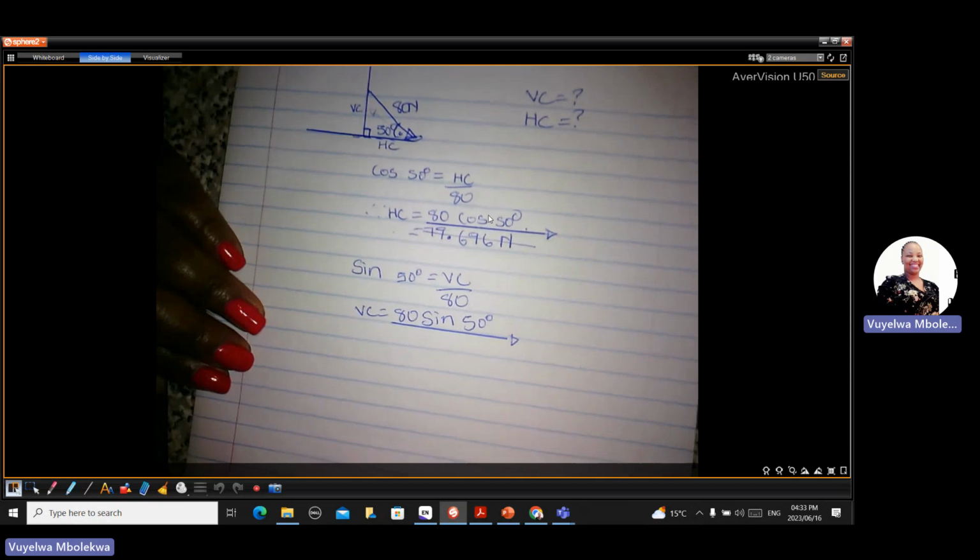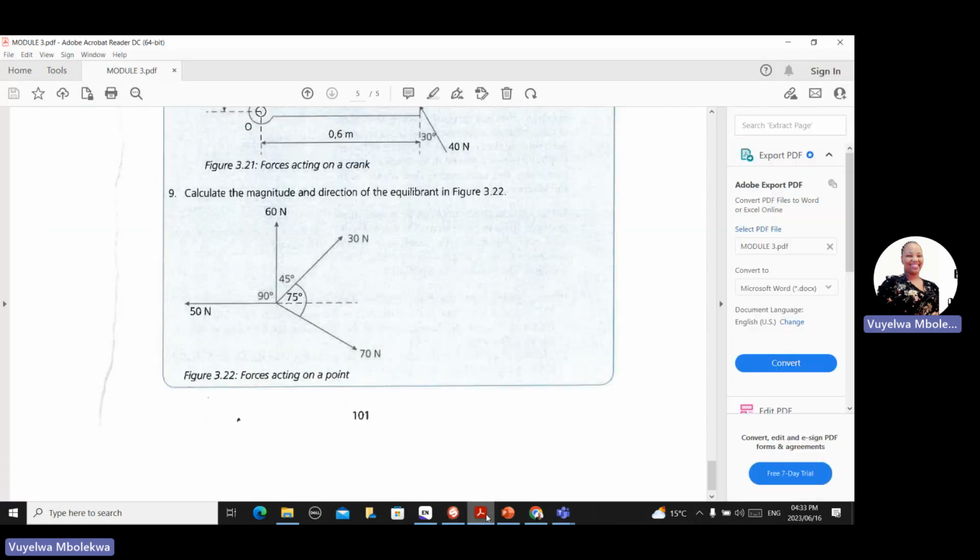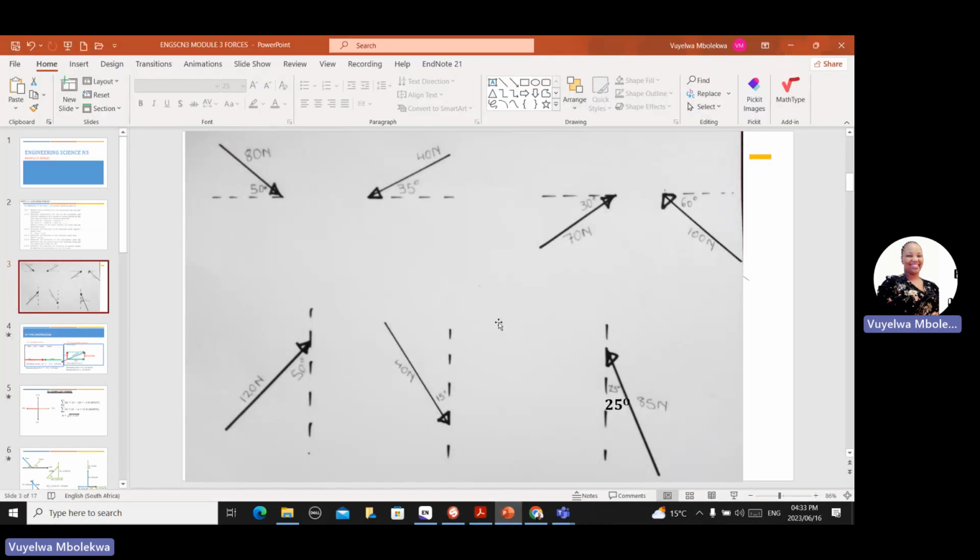So when we looked at the formula, we said your horizontal will always be cos and your vertical will always be sine. But that will only be like that if the angle given is the angle that it makes with the horizontal. Like in this case now of that 120 Newton, you see that it makes 50 degrees with the vertical.